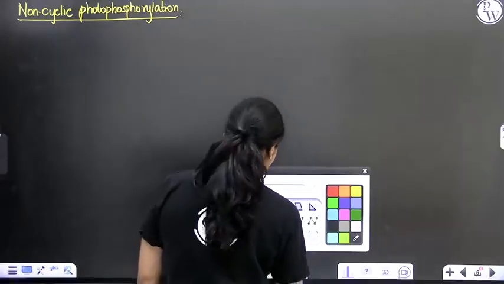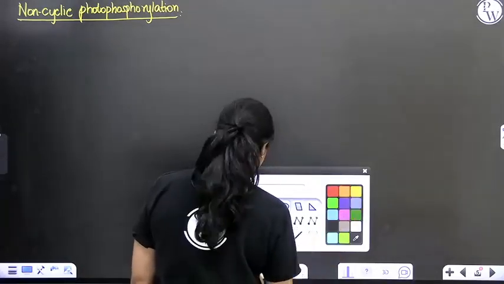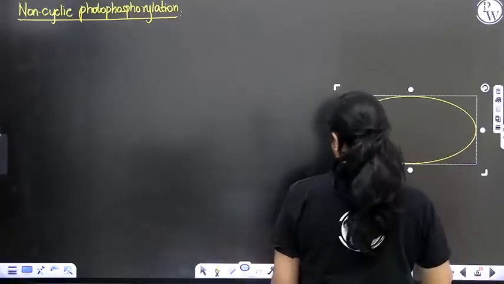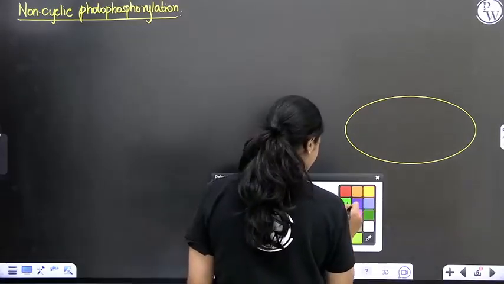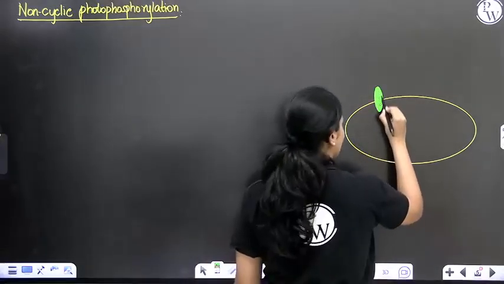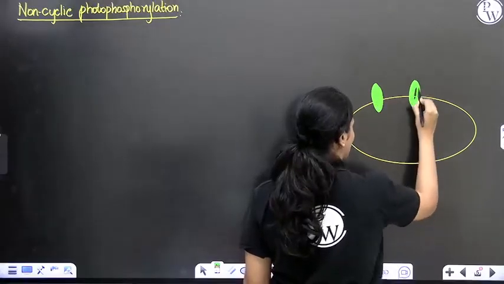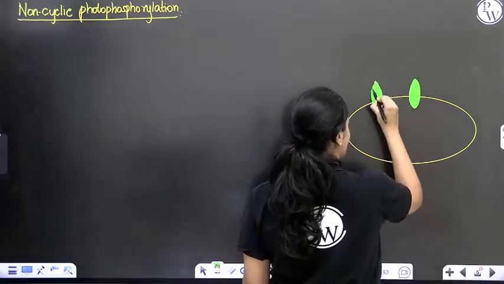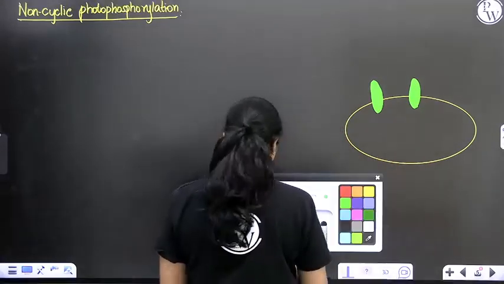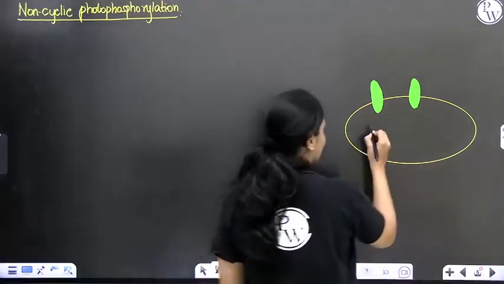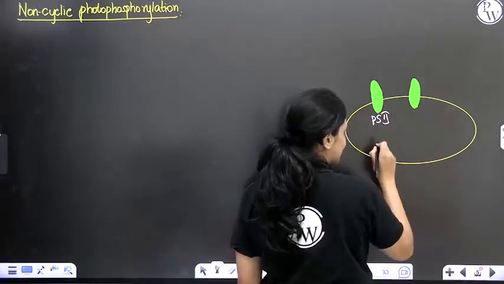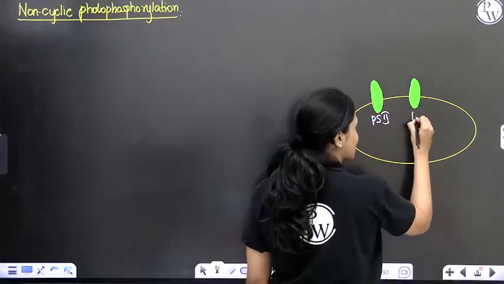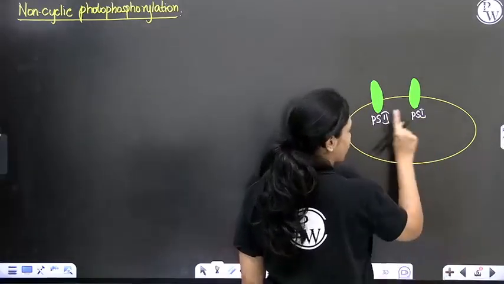Now, where is this non-cyclic photophosphorylation happening? It is happening in the thylakoid, right? In the thylakoid membranes, you will find the presence of PS1 and PS2 both. Okay? So this involves both PS1 and PS2. Both of them are involved. But during non-cyclic photophosphorylation, it occurs in series. Functionally, PS2 comes first, then PS1. Okay, both of them are involved.